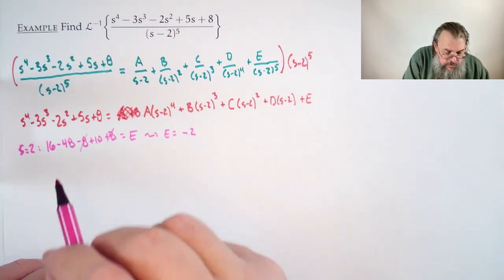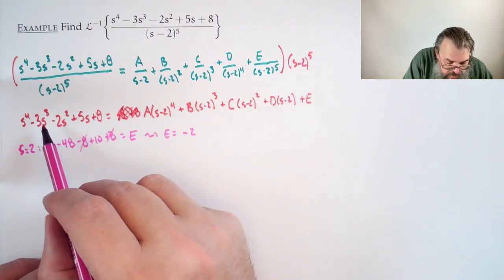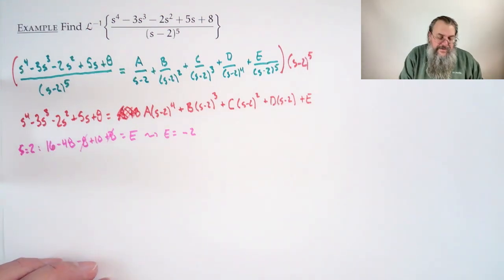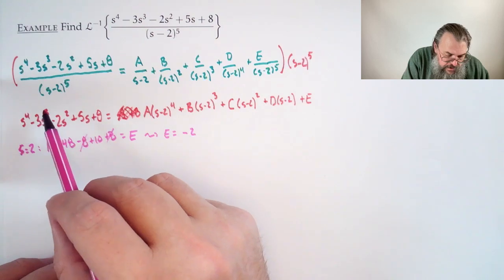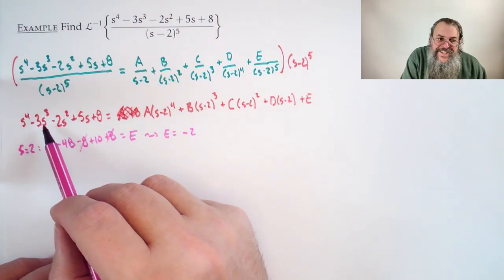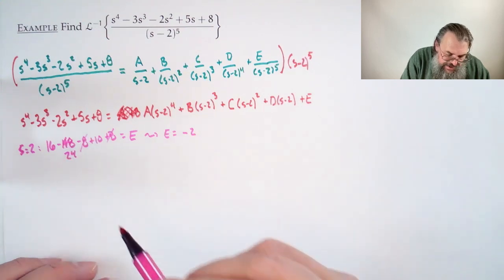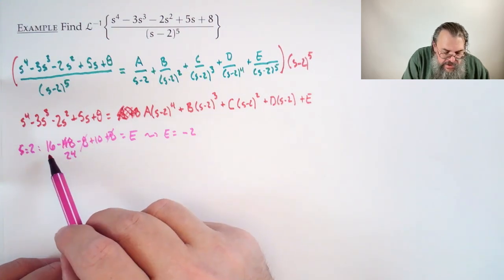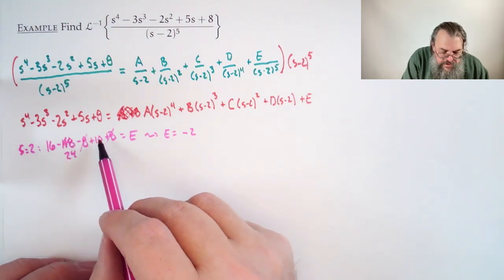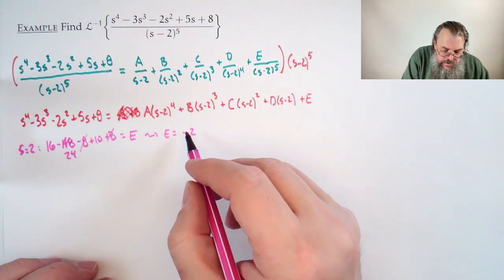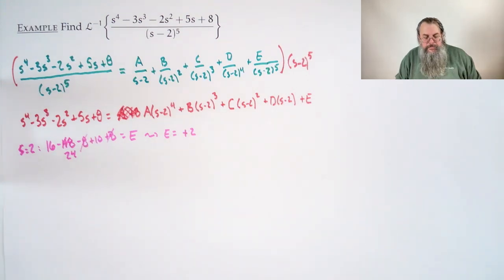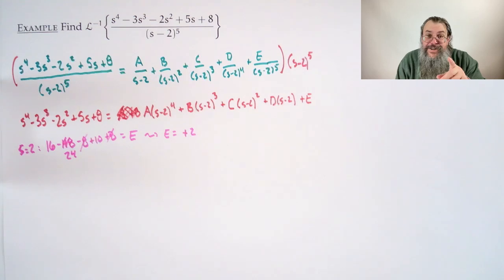Oh, wait a second. Why did I say 48? Because it is 48. That's why I said it. Right? No, wait. 2 cubed is 8. 8 times 3 is 24. That's what happens when you're not paying attention. Okay, so 16 plus 10 is 26. 26 subtract 24 is a plus 2. There we go. Double check your work.